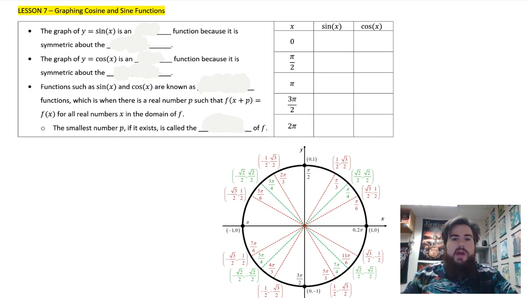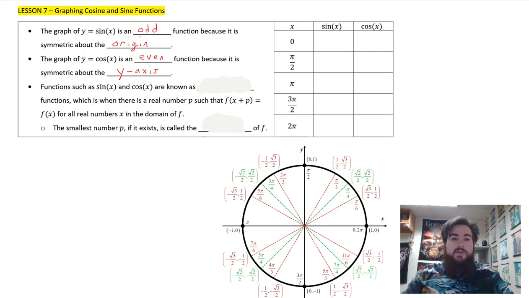Some things about the graph of sine and cosine that we are going to see here. Firstly, the graph of y equals sine of x is considered an odd function because it is symmetric about the origin. Whereas the graph of cosine is actually considered an even function because it is symmetric about the y-axis.